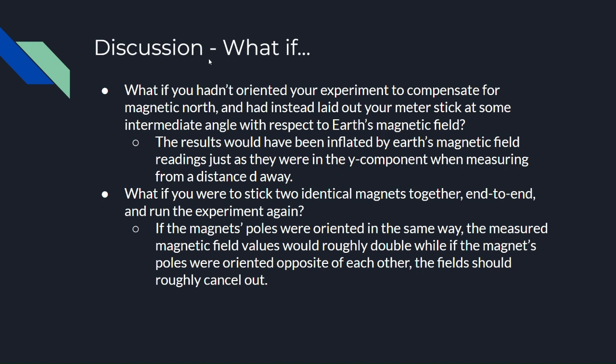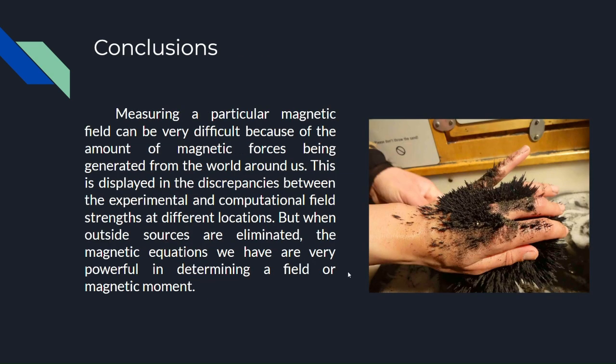Now here are the what-if questions and answers. For the first one, the results would have been inflated by the Earth's magnetic field readings, just as they were in the Y component when measuring from a distance d away. And for the second one, if the magnet's poles were oriented in the same way, the measured magnetic field values would roughly double, while if the magnet's poles were oriented opposite of each other, the field should roughly cancel out.